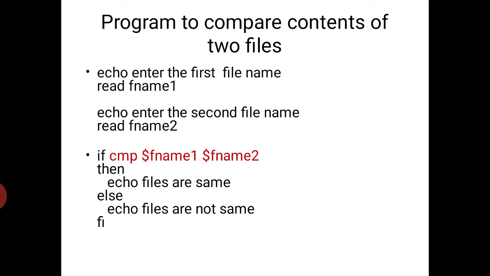If cmp $fname1, this is a variable name, then again $fname2. Students, here dollar is used with the variable name, and every time we use a variable it should be preceded by a dollar symbol. Then the keyword echo files are same, else files are not same. So this is a small program to compare two files.